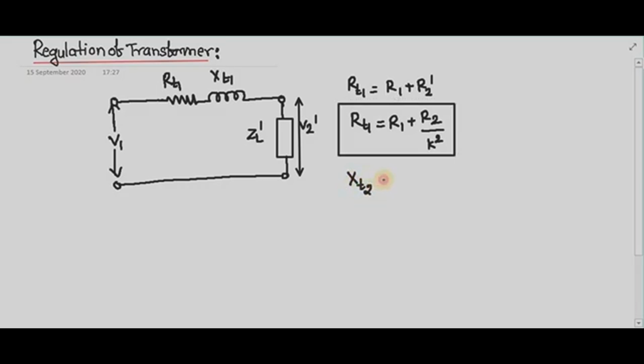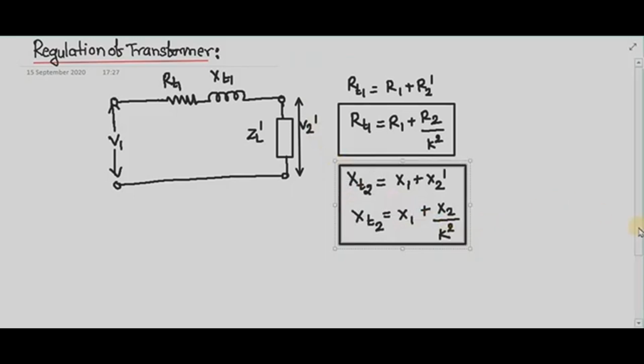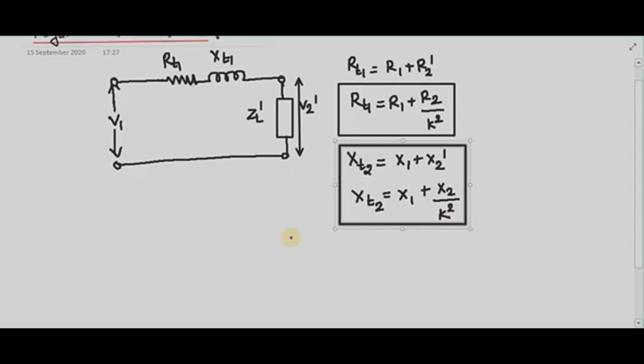Similarly, XT1 is equal to X1 plus X2 dash, where my X2 dash is nothing but the reactance of the secondary referred to the primary side, and it is nothing but X2 divided by K square. What is K here? K is nothing but the transformation ratio. Then when my ZL, that is the load impedance, gets transferred to the primary side, it will become ZL dash, which is nothing but ZL by K square.